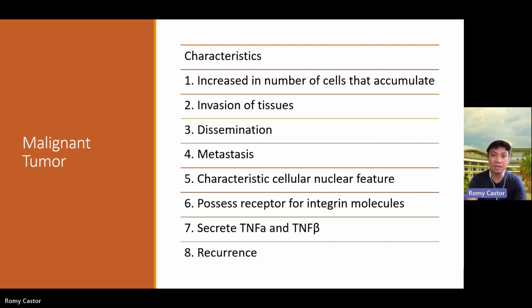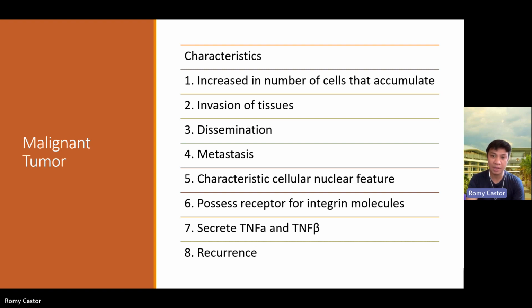Okay, now we have here the malignant tumors. Number 1, characteristics of that, it tries to increase the number of cells that accumulate. So there's an abnormal increased mitotic activity. Okay, the second one, invade other tissues in our body. The third one, disseminate.